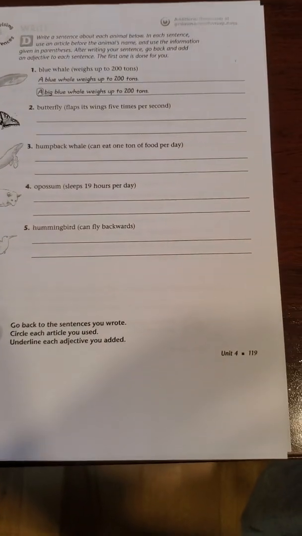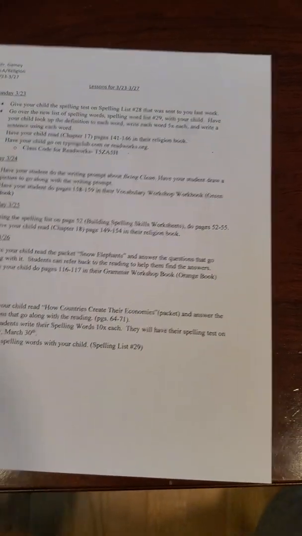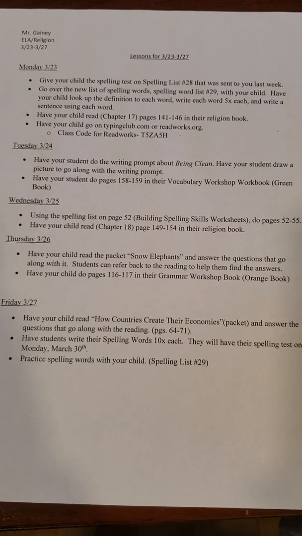And then the next sentence, you're going to use an adjective along with that. So like big, that they used in the first sentence, okay? Then we have number 3, humpback whale. Number 4 is opossum. And number 5 is hummingbird. Remember, that's page 119, okay? So that's the last thing we need to do for our grammar workshop. Again, this is for Thursday.